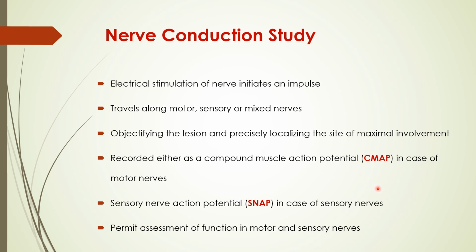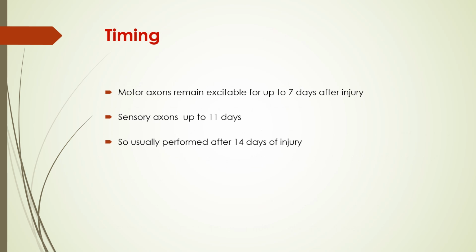of maximum involvement. These are recorded as CMAP, that is compound muscle action potential, in the case of a motor nerve, and SNAP, that is sensory nerve action potential, in the case of a sensory nerve. This will permit assessment of function in motor and sensory nerves. The only thing you should be aware of is the timing of these studies. Motor axons will remain excitable for up to 7 days after injury, and sensory nerves for up to 11 days. So it is preferable to time these studies after 14 days of injury.